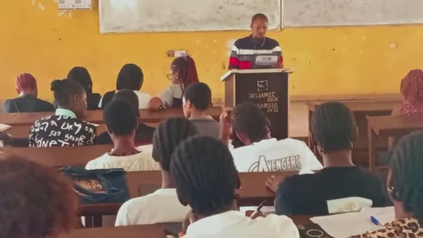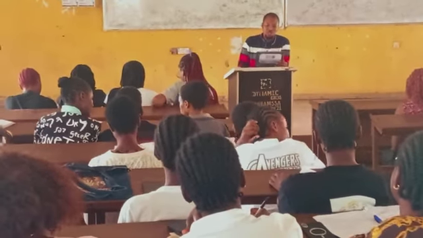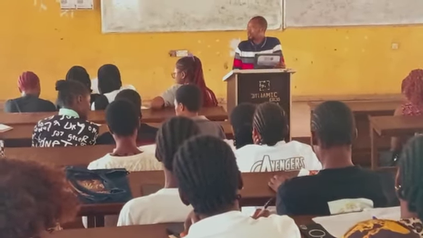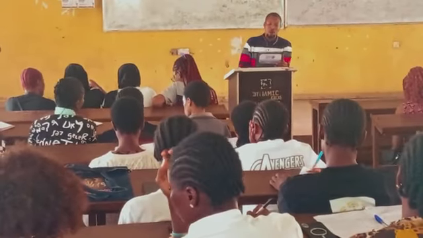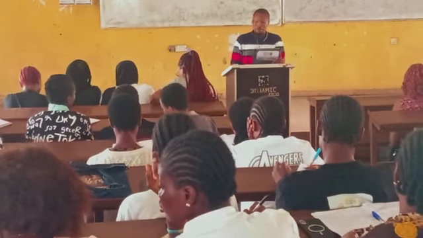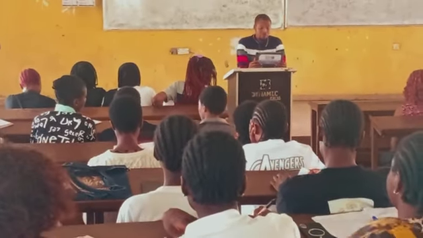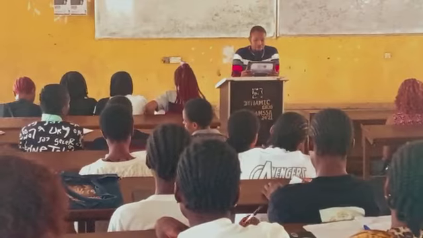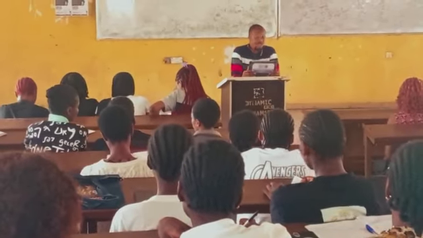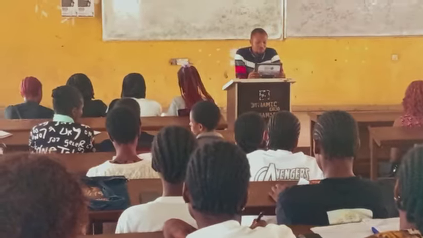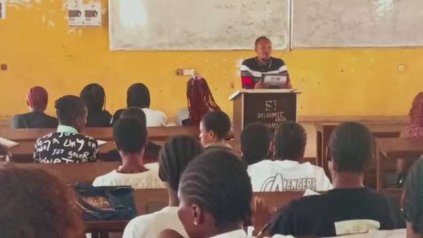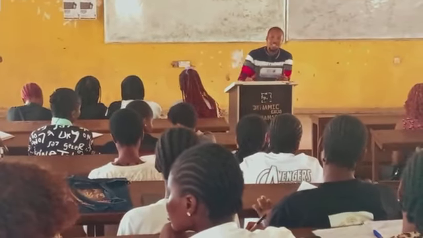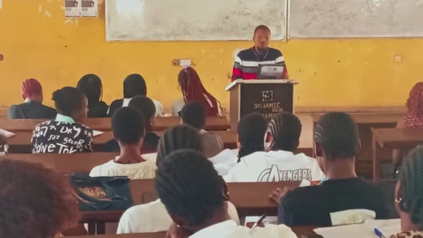Question number 6. What is the average blood volume in females? A, 5 to 6 liters. B, 6 to 7 liters. C, 4 to 5 liters. D, 3 to 4 liters. What's the right answer? C. Very correct. 4 to 5 liters.